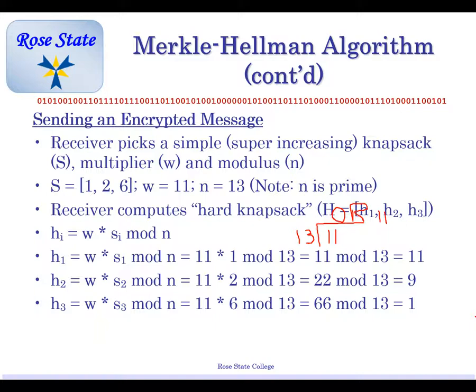So the second one, or S2, our second digit of our simple knapsack is 2. So now we take W, which is 11. So 11 times 2 is 22. Mod N, which is 13. 22 mod 13. Again, 22 goes underneath. 13 goes in front. We put our little house over it. 13 goes into 22 once. Okay? And we have 9 left over. So the modulus is 9.